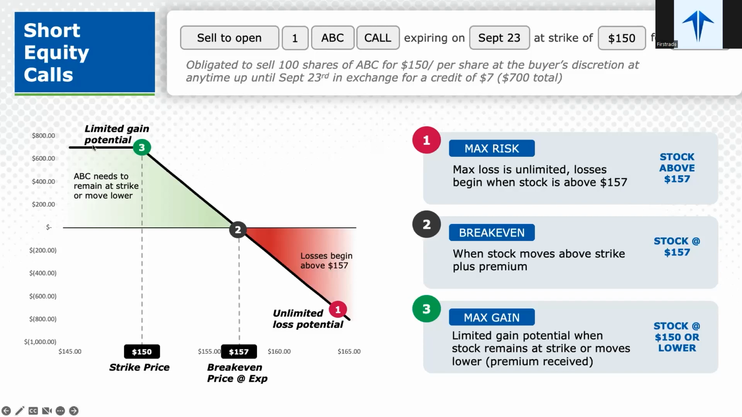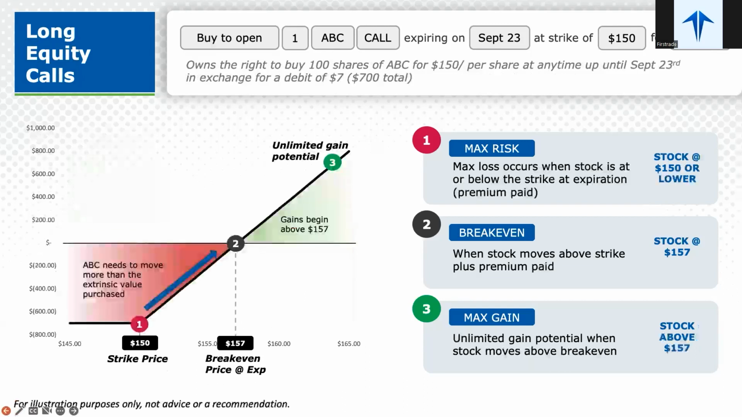And then the trading or the offset, you can see how hopefully it's putting the puzzle together, and you see how everything really is a mirror. This has limited gain potential because no matter how low ABC goes beyond 150, I am capped. I will not make any more money. The most that I can make is $7. However, the most that I can lose is unlimited because it can go to an infinite price. So you can see how the mechanics are similar just as far as where the strike price is, the break even, and the gain potential.